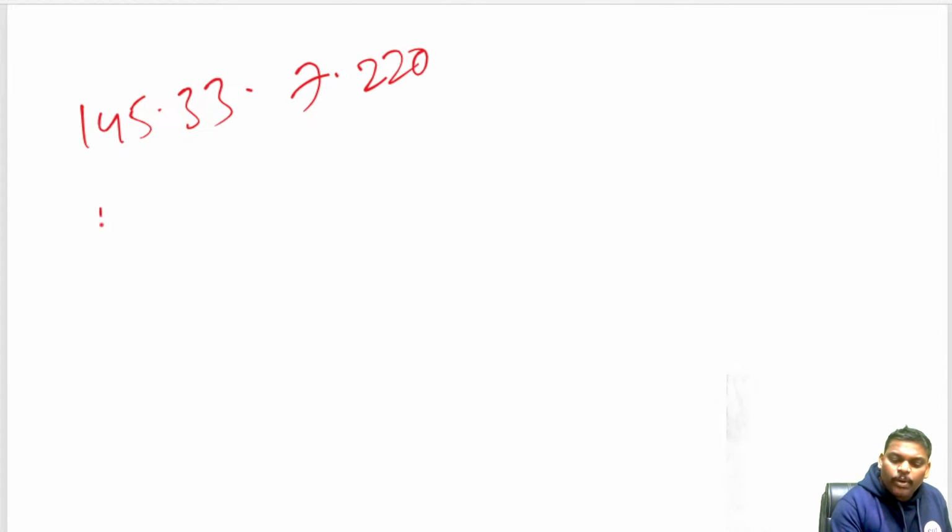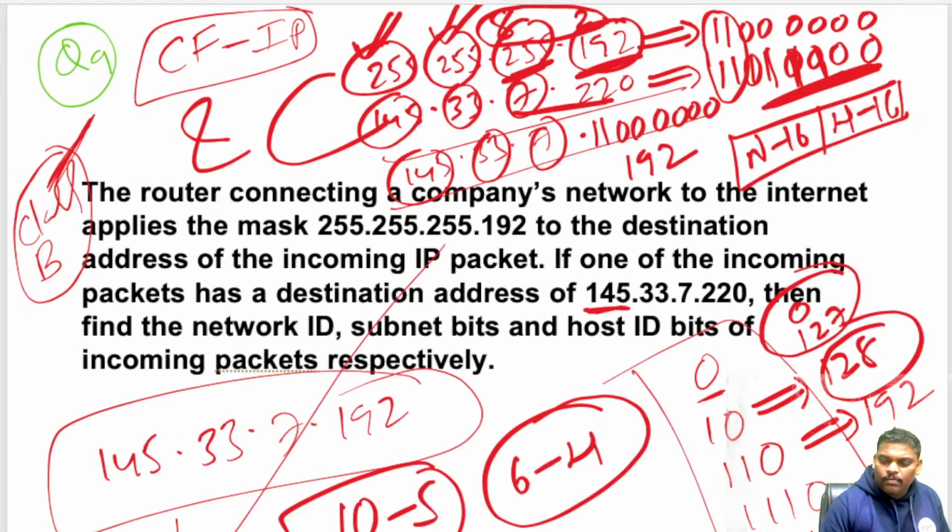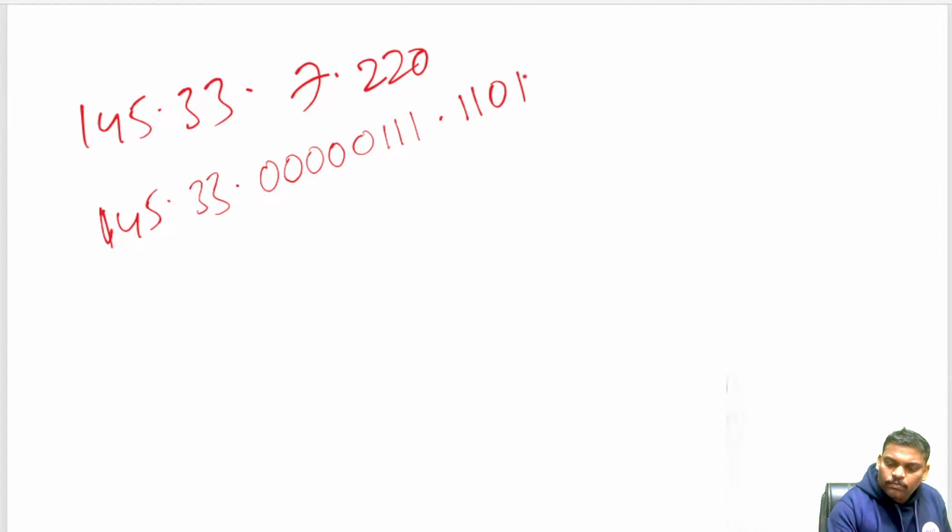Let me write the binary format. 145, 33. Everyone listen, this 7 can be written as 111, and 220 can be written as 110, 111, 00.